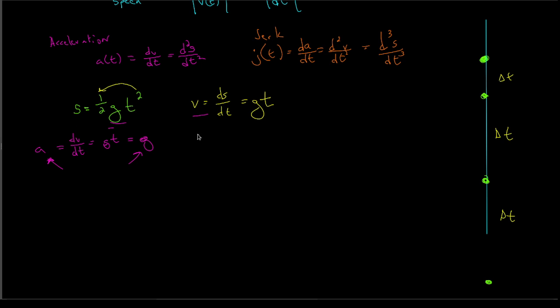And, well, if we look at the jerk then, so we take the derivative of acceleration with respect to time, which is the derivative of a constant, that's 0. So the jerk of an object in free fall is 0. It does not experience jerky motion because the acceleration itself is a constant.